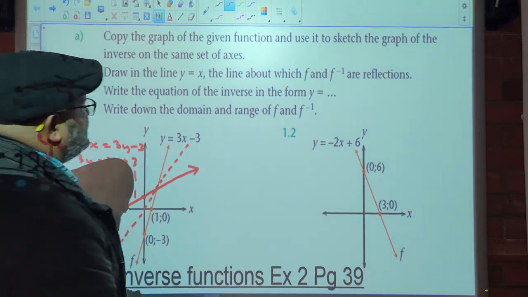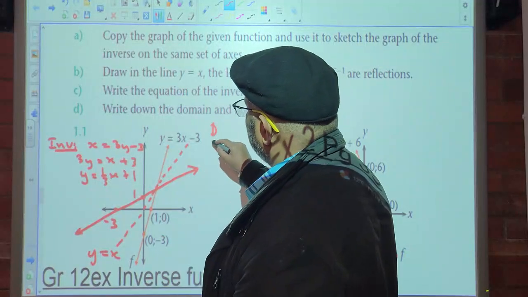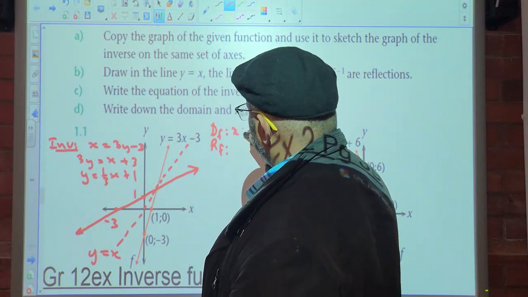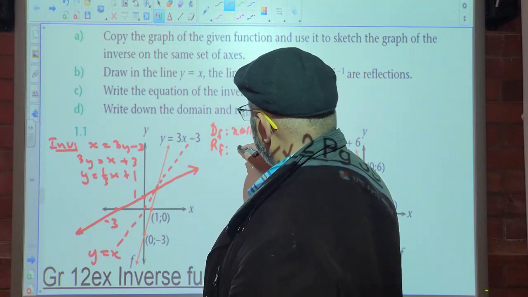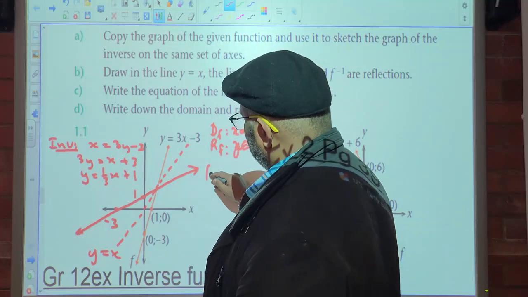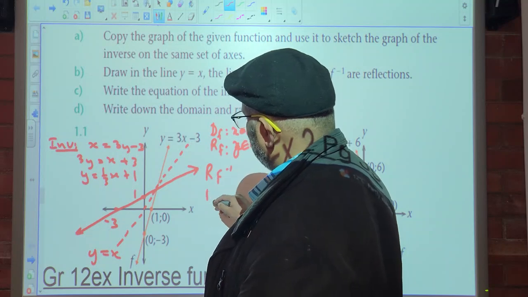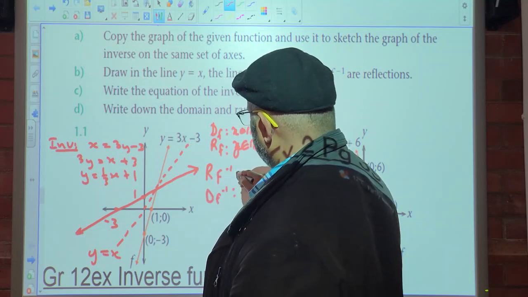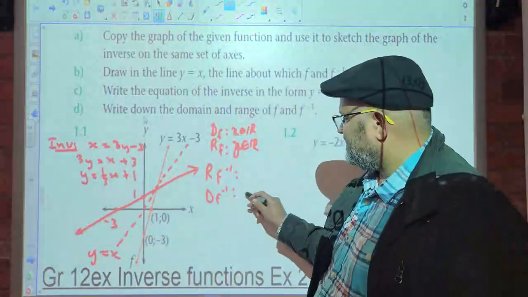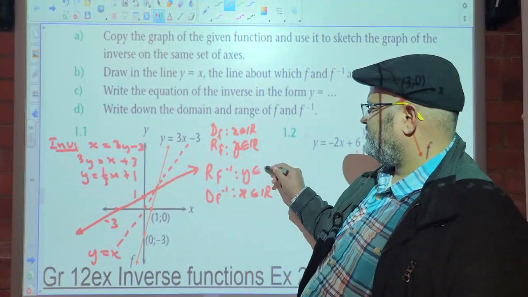Write down the domain and the range of the function and its inverse. The domain of the function, x is an element of all real numbers, and the range, y is an element of all real numbers. The inverse function, the domain, x is an element of all real numbers, and the range, y is an element of all real numbers.